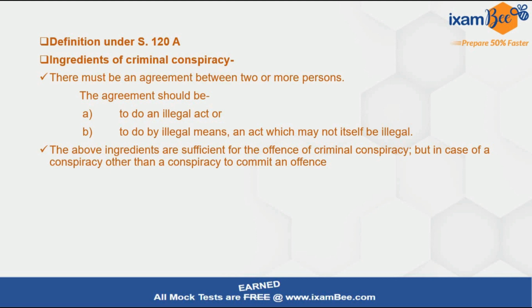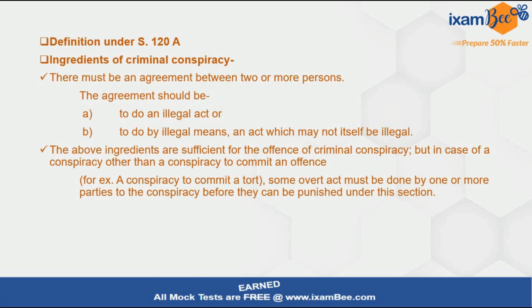And all these ingredients are sufficient for constituting criminal conspiracy, but in case of conspiracy other than a conspiracy to commit an offense, यहाँ पे एक और अच्छी चीज़ आप कर सकते हैं. Especially when we are talking about Indian Penal Code, you can use examples, illustrations to depict that particular offense. That will show that you have understood the concept also, and that will add more value to your answer. A conspiracy to commit a tort. Some overt act must be done by one or more parties to the conspiracy before they can be punished under this particular section. So this is something which is important.